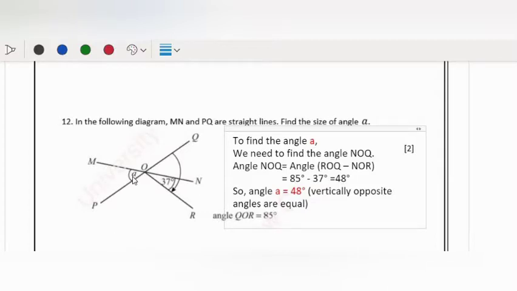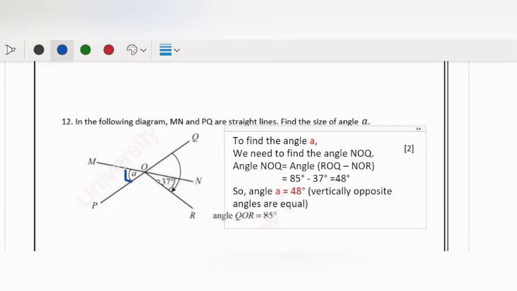We are going to see a few useful questions from lines, angles, and shapes. The first question: in the following diagram, MN and PQ are straight lines. Find the size of angle A. We don't know the angle A here, so we have to find out this angle now.